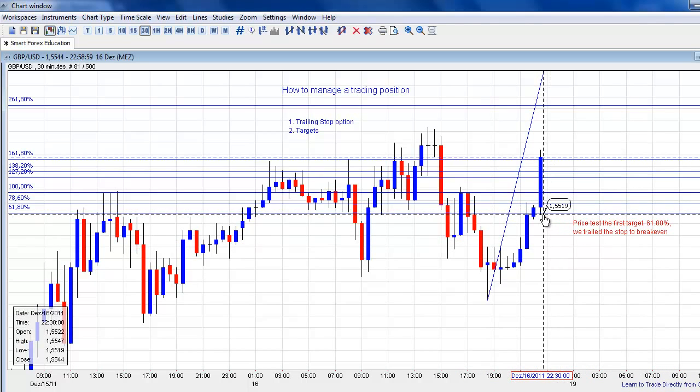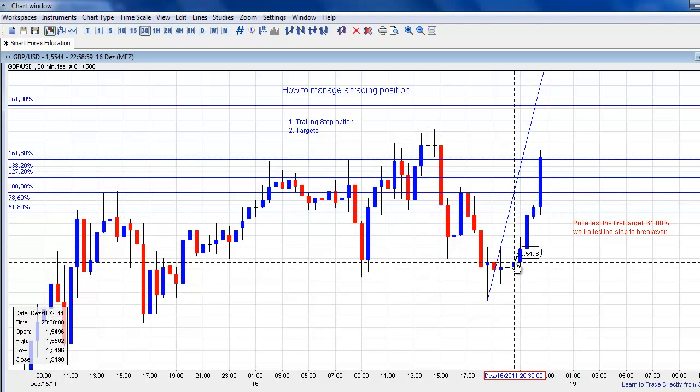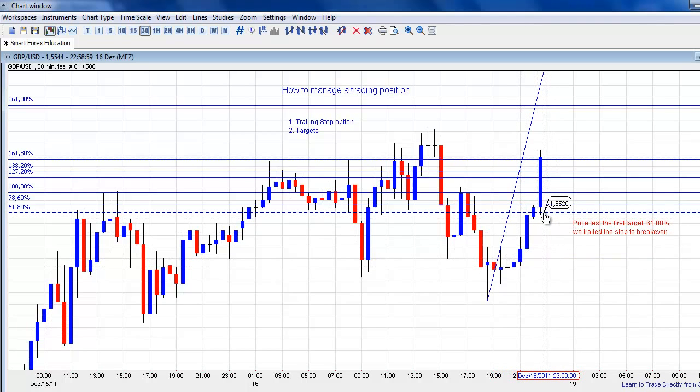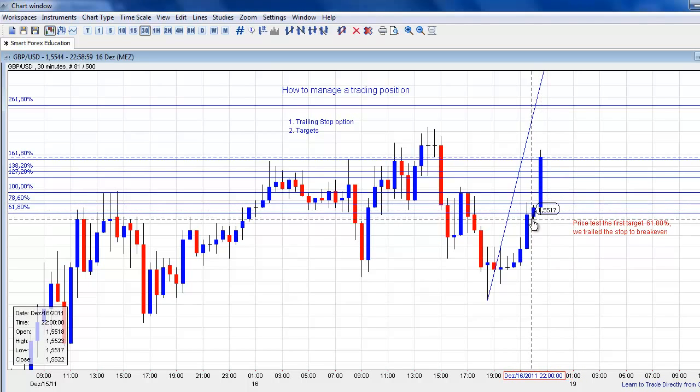So that meant we felt that there was a lot of potential move to the upside. So we didn't want to scale out of the position as it hit the next target. We basically trailed our stop to break even from the entry price once the price hit the 61.8%. And then once the price hit the 78.6% level, we then trailed our stop just below the short-term low of where the price tested, okay? So when it tested 61.8%, we trailed our stop just below the previous bar.